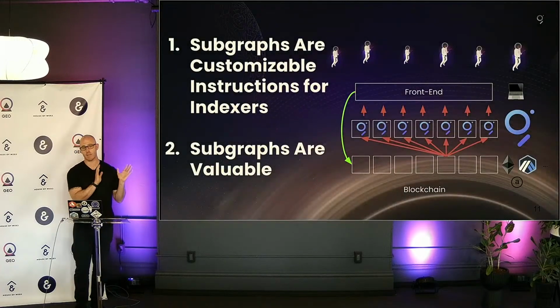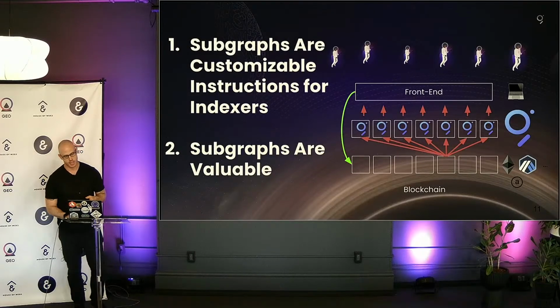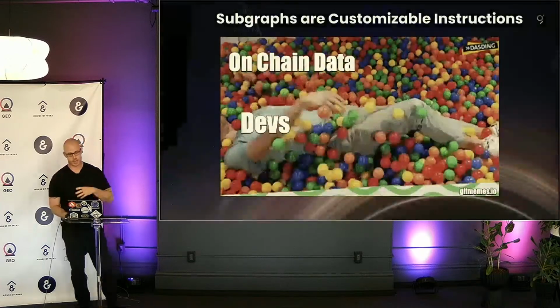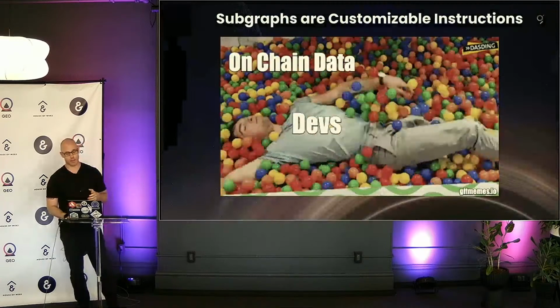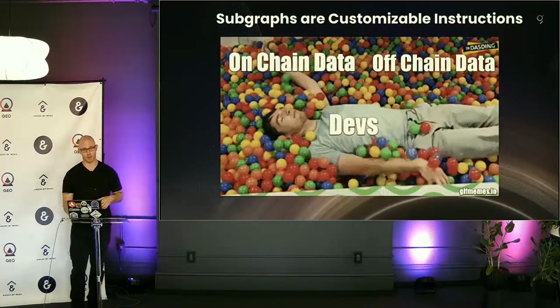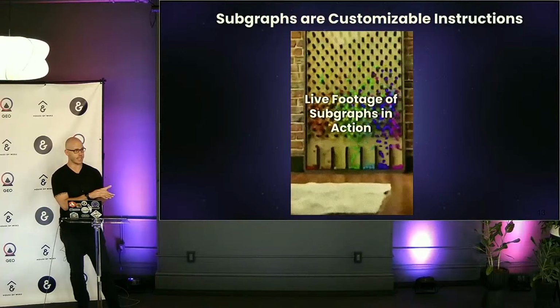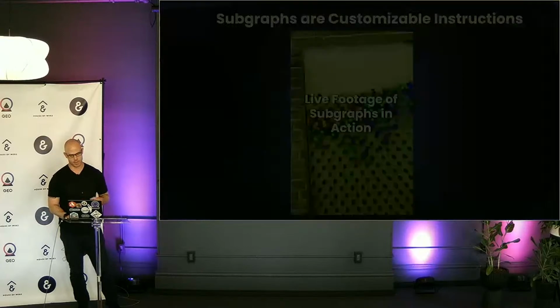Subgraphs, we are able to actually send instructions to indexers around the world, and they are called subgraphs. And they are customizable. You guys are able to build with these and tinker with these and customize your data how you'd like. And they're very much valuable because they exist in the ecosystem. And this is the on-chain data that we've been working with in blockchain. The devs are swimming through this data all the time. And now that we have off-chain data, there's even more data that we're swimming through all the time. And when you have subgraphs in action, you are able to organize that data very, very effectively. So that's a really high-level overview of subgraphs.